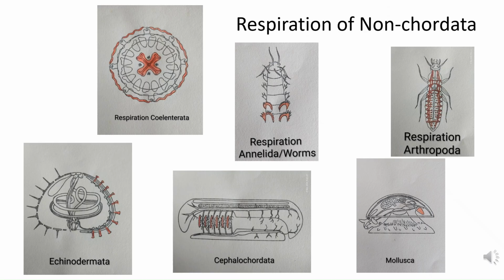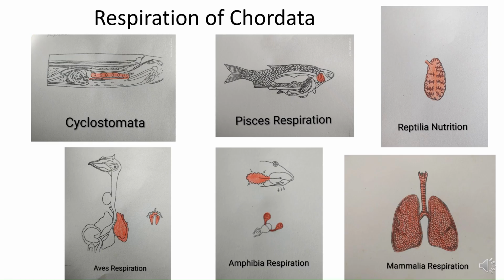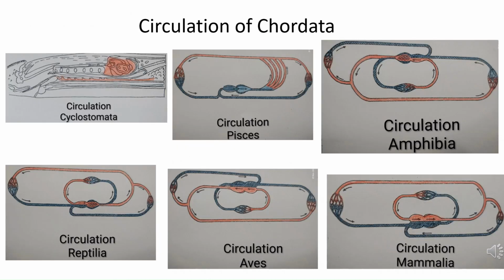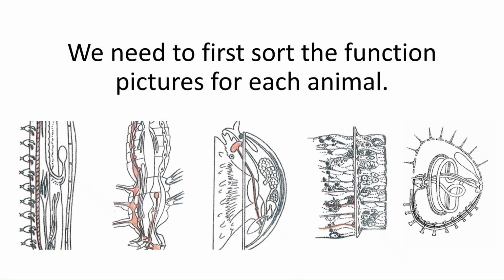In this slide, we can see respiration of non-chordata. The cards for respiration of chordata. Here are the cards for the circulation of non-chordata. We can see the cards for circulation of chordata. We need to first sort the function pictures for each animal and keep them ready.